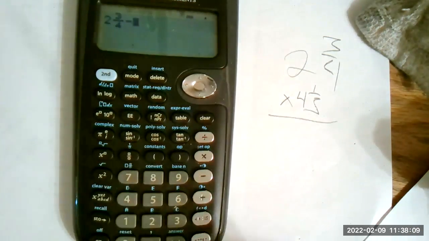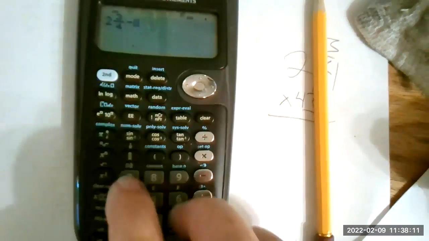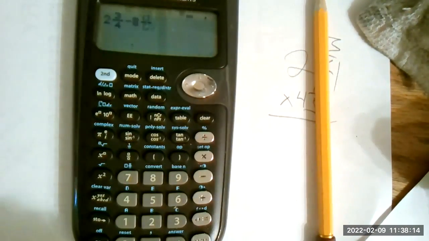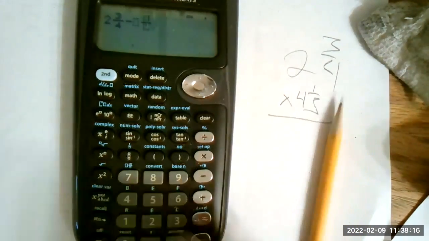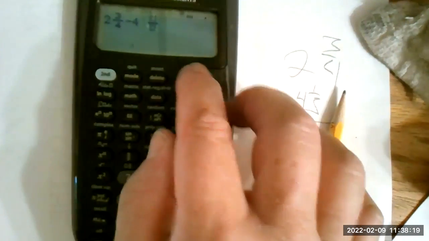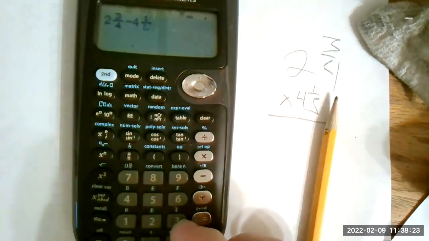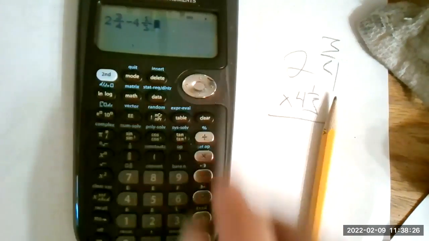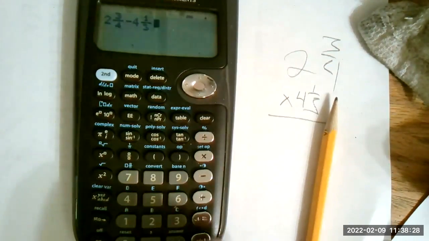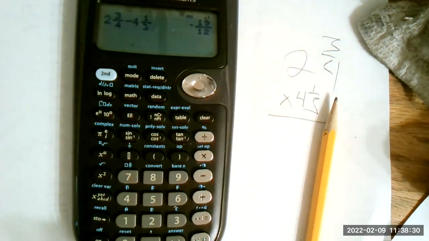So let's do that. We're going to go second 7 again to get that thing. And we want to do 4 1/3. 4 and 1/3. Move to the side. And now enter. And it automatically gives me the answer as an improper fraction, -19/12, but it found a common denominator. It found everything for me.